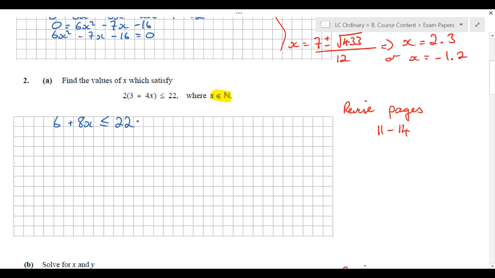Algebraic inequalities follow the same rules as equations. We can bring our 6 to the other side, i.e. subtract 6 from both sides to give 8x is less than or equal to 16. Now we divide both sides by 8 to get x less than or equal to 2. So x is less than or equal to 2 and x is also a natural number, therefore x can be 1 or 2.